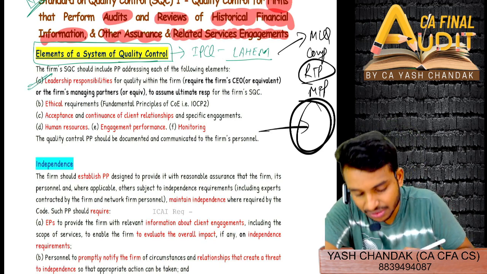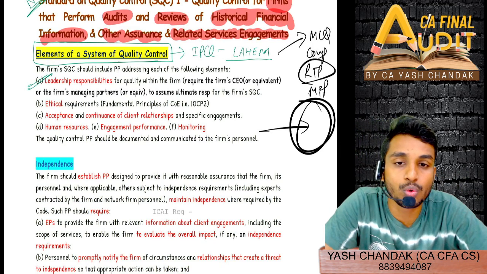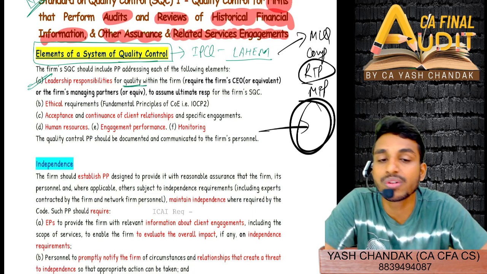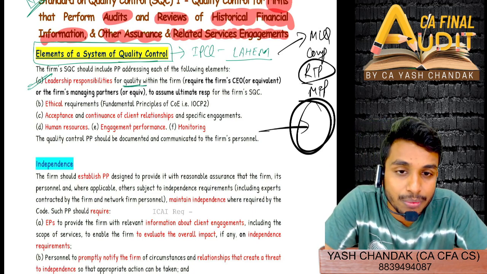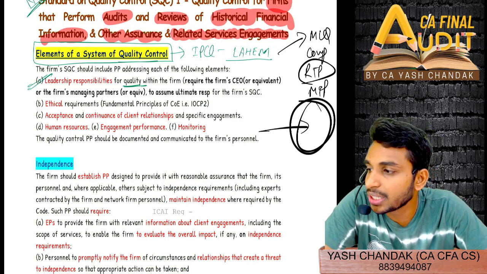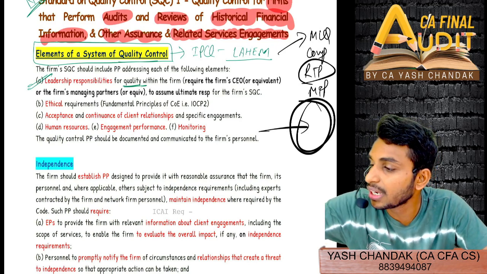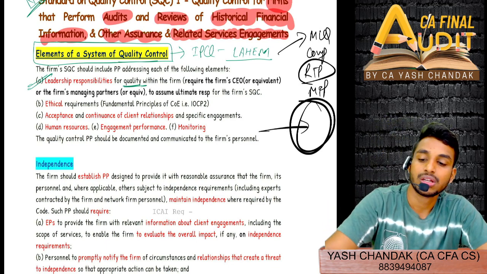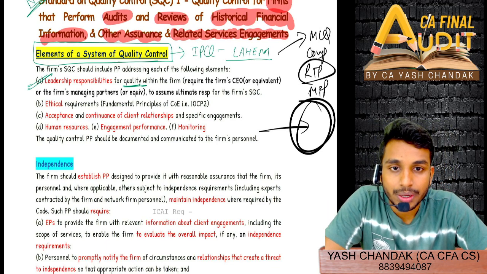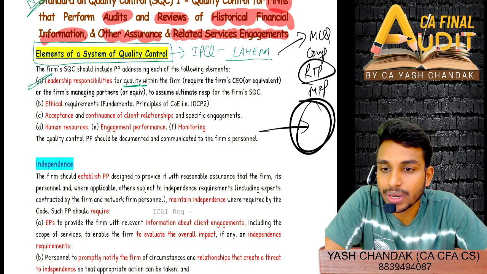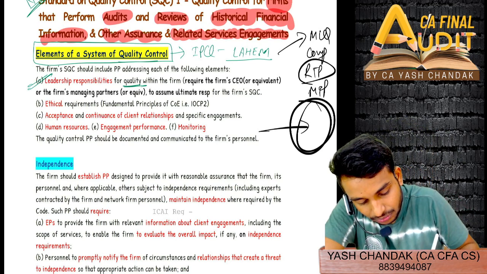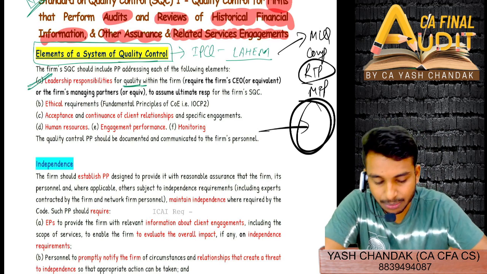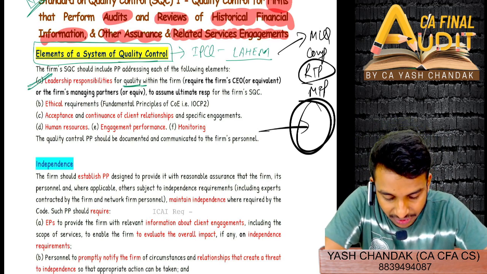So you'll firstly have to see who is the leader. Leadership responsibility for quality within the firm. Who will be held responsible for firm-wide applicability of SQC1, whether SQC1 is being complied with properly or not? The CEO or MD of the firm, or equivalent. That can also be asked to you in the MCQ, and that is what is given in the leadership responsibility for quality within the firm.